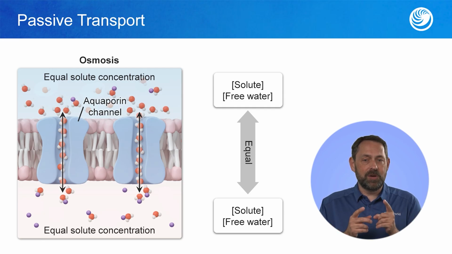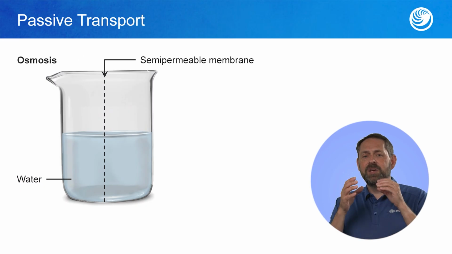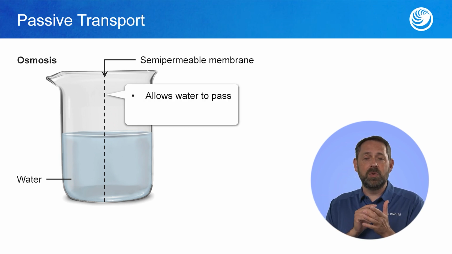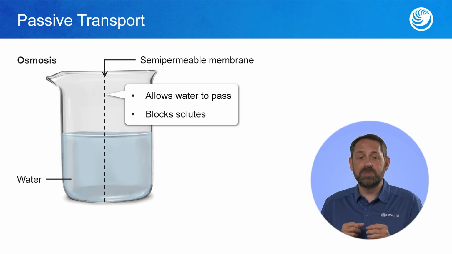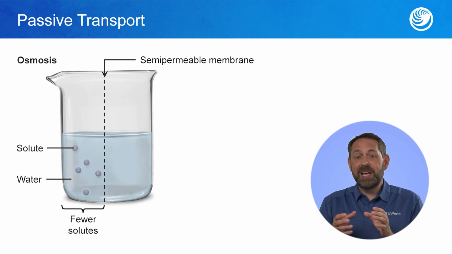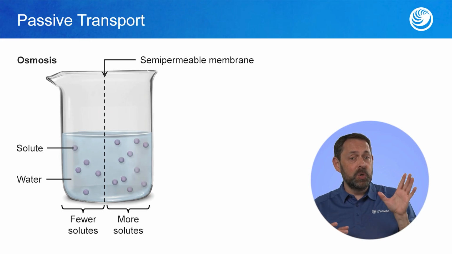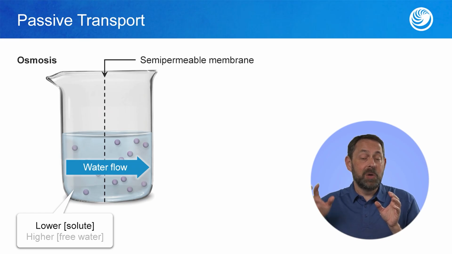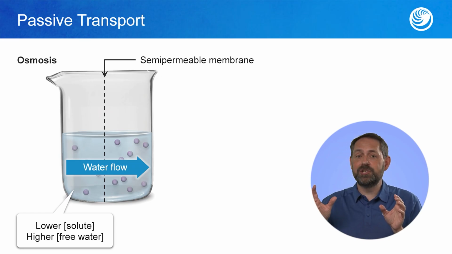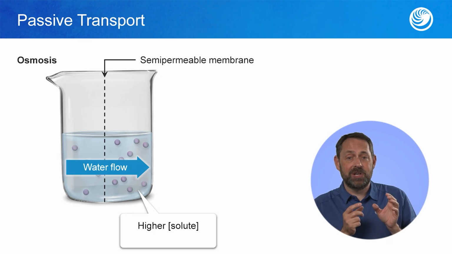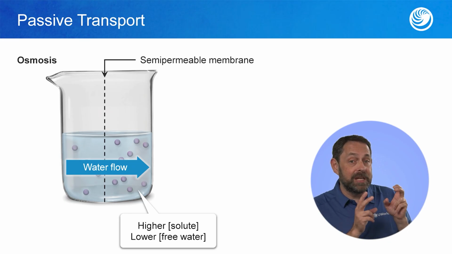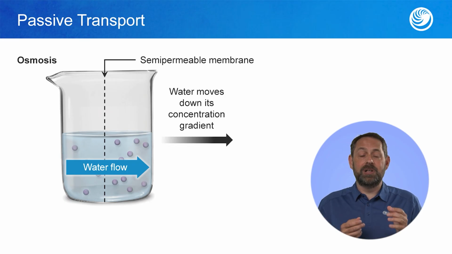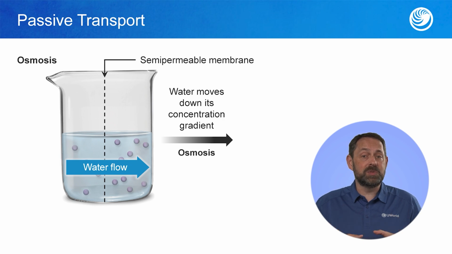Let's look at a different diagram to see what this might look like. Here we see a beaker of water with a semi-permeable membrane that allows water molecules to pass through, but blocks the passage of solutes. When one side of the membrane has fewer solutes and the other side has more solutes, water flows from the side with a lower solute concentration, where there's higher free water concentration, to the side with a higher solute concentration, where there's a lower free water concentration. In other words, water moves down its own concentration gradient through the process of osmosis.